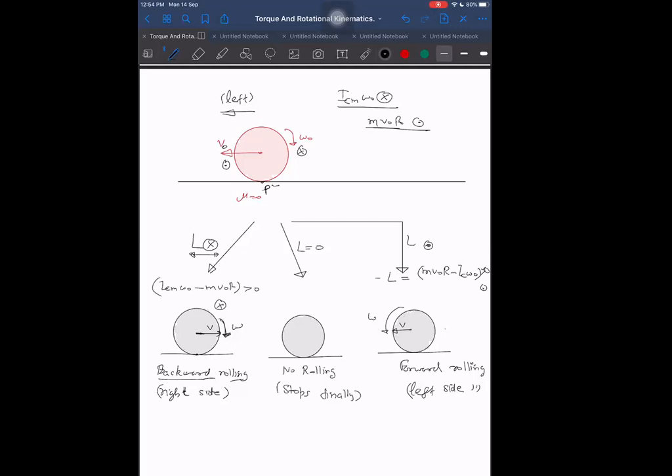So in both cases, we will put finally these things as beta into M into V into R, the way we normally get. But in one case it will be forward rolling, in one case it will be backward rolling. And in our L equal to 0 case, beta MVR will be 0, so V will be 0. So it will finally come to rest. It will not go anywhere. Understood these three cases? Understood, sir.